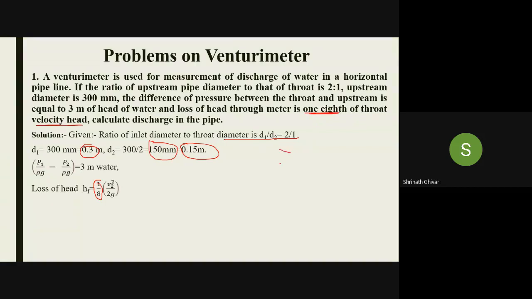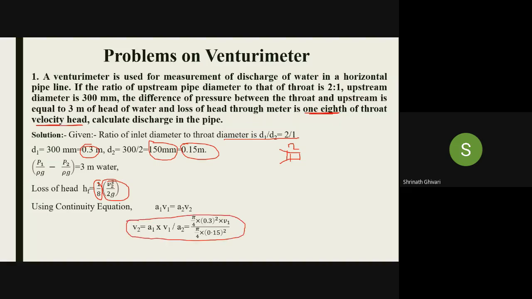So we know that section 1 is pipe. Section 2 is throat. So the throat velocity head is V2 square by 2g. Using the continuity equation A1 V1 equal to A2 V2, what is the answer for this? Can anyone tell me? Get an equation for V2 because we want to calculate the discharge. V2 in terms of V1 or V1 in terms of V2. Can anyone tell me what is V2 and V1?